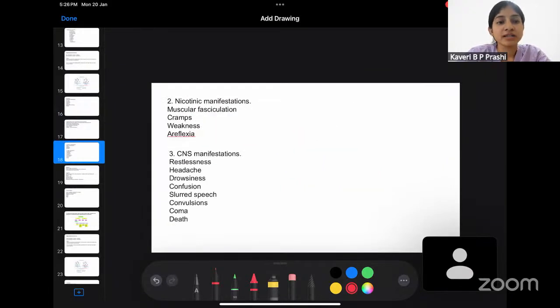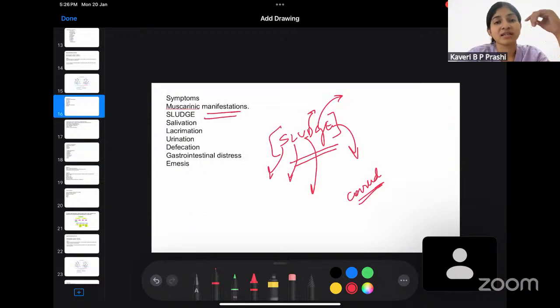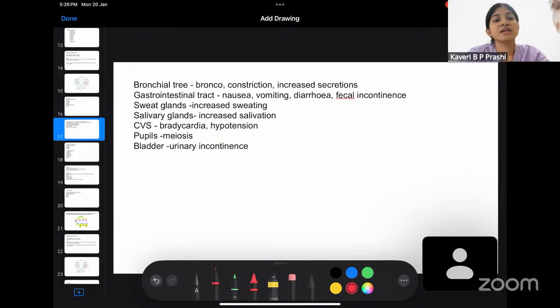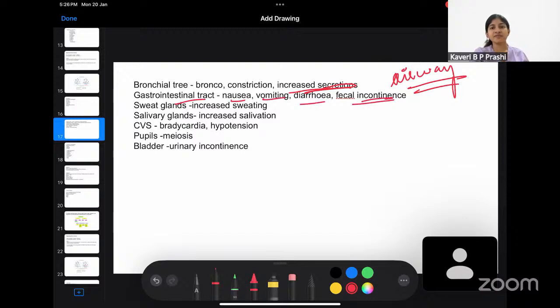So, now as I told you, apart from SLUDGE, there are also some other muscarinic manifestations. So, what are those? In the bronchial tree, there is going to be bronchoconstriction and increased secretion. So, whenever there is increased secretion, the airway is going to be kind of blocked. And in order to overcome that, there's a lot of stress and force that is being generated in the airway. And finally, there's going to be bronchoconstriction. In the GIT, gastrointestinal tract, there's going to be nausea, vomiting, diarrhea, and fecal incontinence. Sweat glands, increased sweating. Salivary glands, increased salivation. CVS, that is cardiovascular system, there is going to be bradycardia and hypotension.